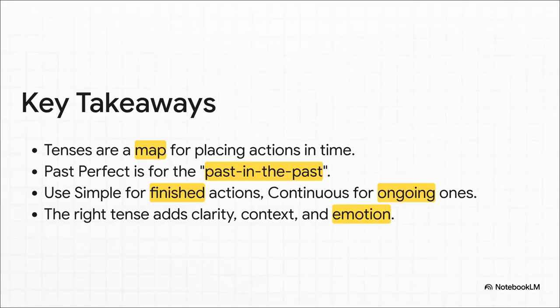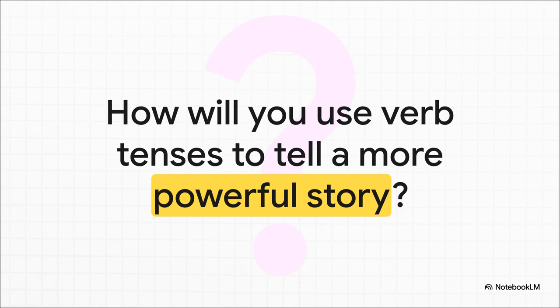So let's bring it all home. We've seen that tenses are just a map for placing actions in time. We've learned that the past perfect is your go-to for telling stories about the past in the past. We know that choosing between simple and continuous forms gives you control over the feel of your story. And at the end of the day, the right tense adds so much more than just correctness. It adds clarity, context, and real emotion. So the question I want to leave you with is this. How are you going to use verb tenses, not just to be correct, but to tell a much more powerful story? Because now, with this map in your head, you literally have the tools to control time itself.